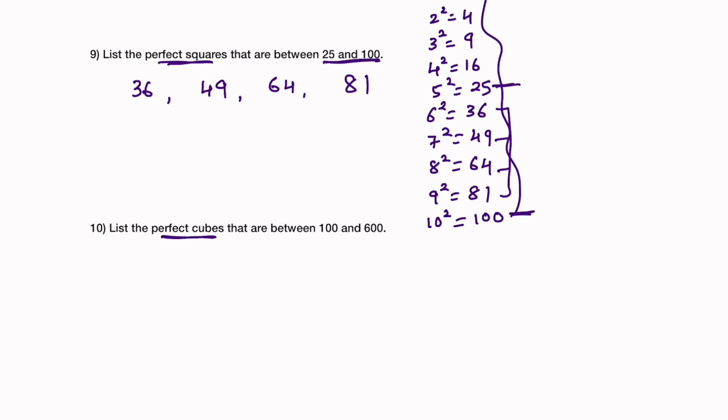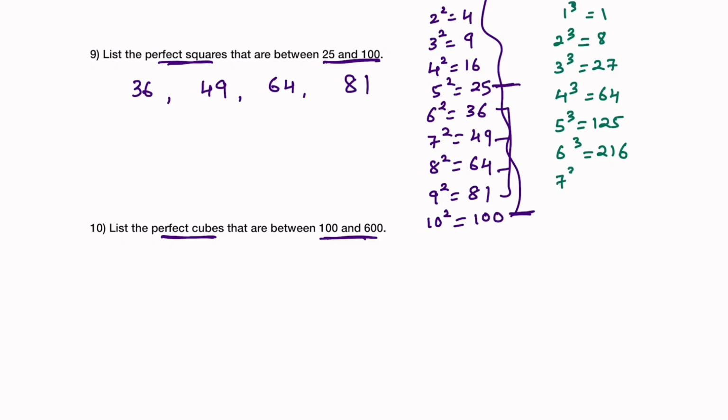Now it says perfect cubes between 100 and 600. Let's list down the cubes here. So 1 cube is 1. 2 cube is 8. 3 cube is 27. 4 cube is 64. 5 cube is 125. 6 cube is 216. 7 cube is 343. 8 cube is 512. 9 cube is 729. And 10 cube is 1000.